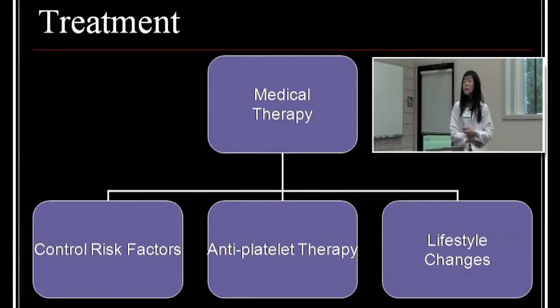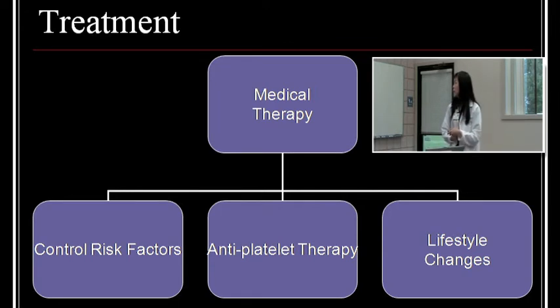So how do we treat or prevent strokes? We'll talk a little bit about the medical therapy to prevent strokes, and we'll also talk about surgery and briefly about carotid stenting. Medical therapy consists of lifestyle changes, controlling your risk factors, meaning if you're a smoker, stop smoking. If you're diabetic, control your diabetes. If you have high cholesterol, control your cholesterol.